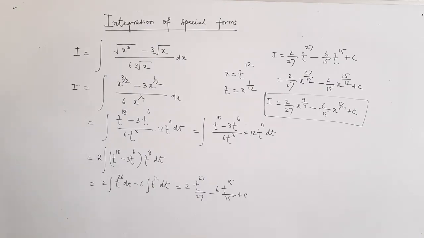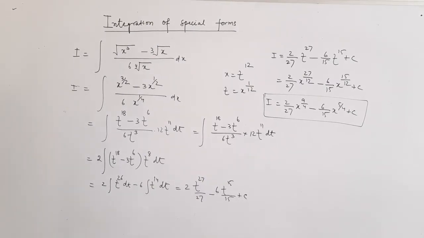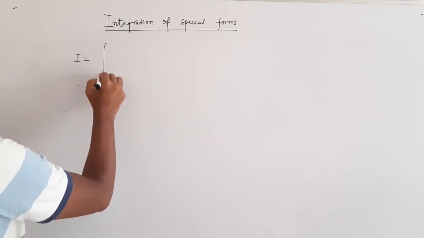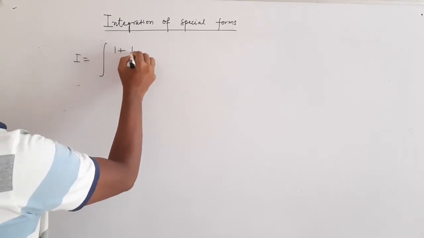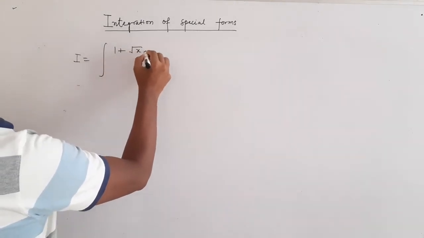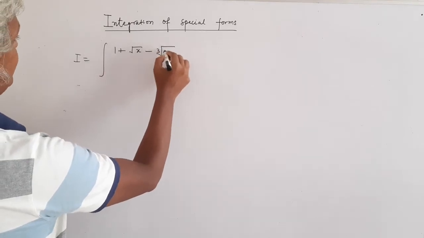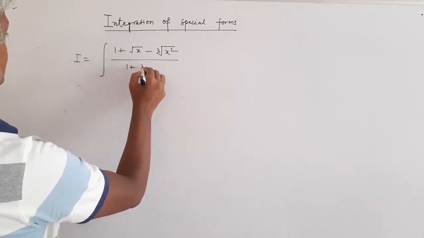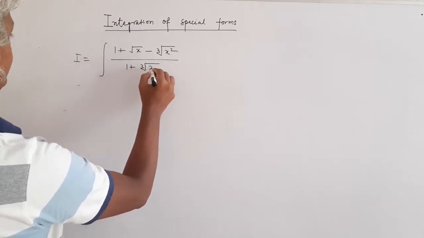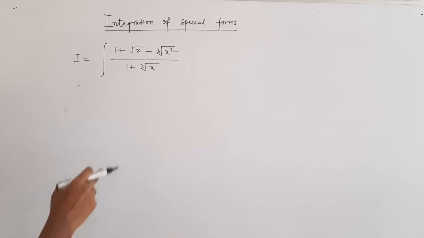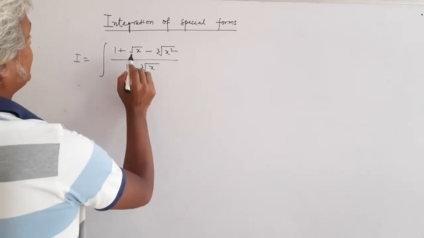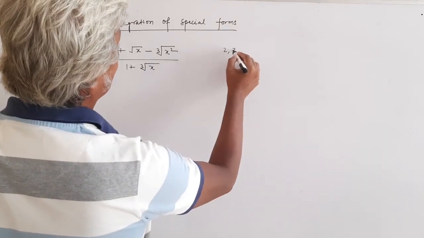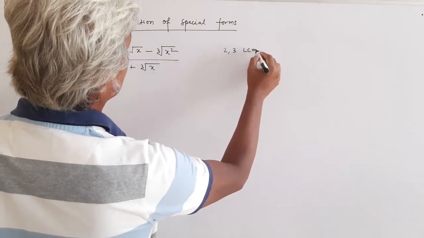So I'll clear the screen and then I'm just representing another expression. Now I have another question of the very same type, that is I is 1 plus square root of x minus cube root of x square over 1 plus cube root of x. So you see that we have two terms and this is square root and this is cube root. So the degree of these roots are 2 and 3. So the LCM is 6.